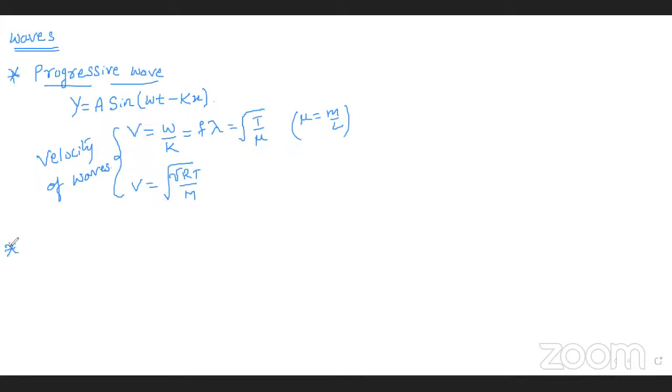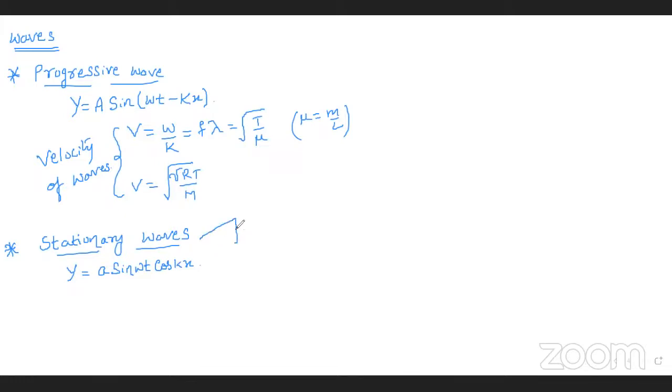After analyzing this progressive wave, the problem is going to be asked based on the stationary waves. What is the general equation of the stationary waves? Y is equal to A sine omega t into cos kx. So the general equation of the stationary wave is A cos omega t into cos kx.